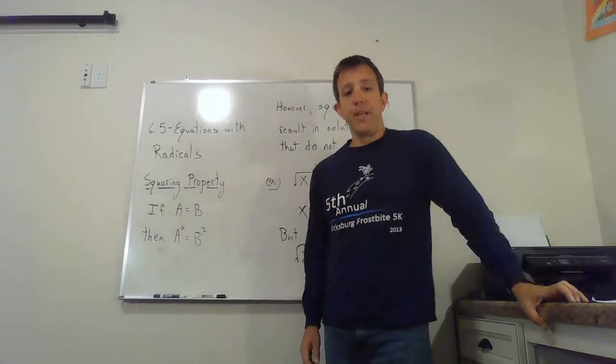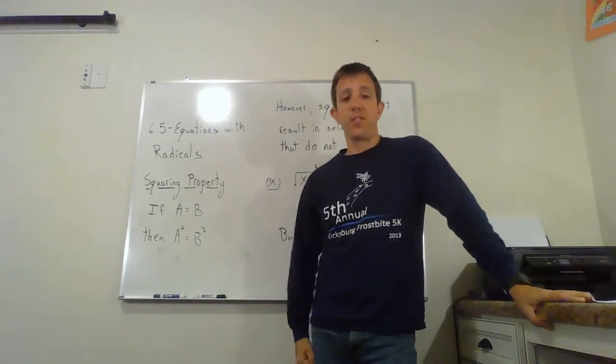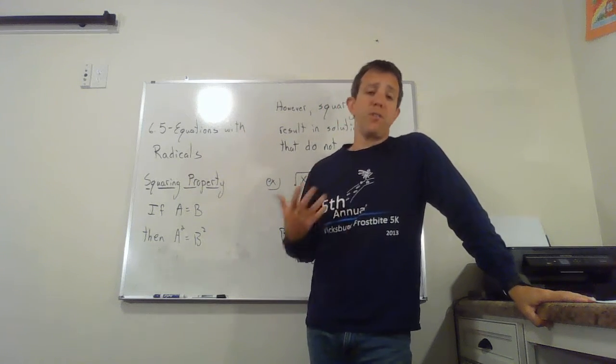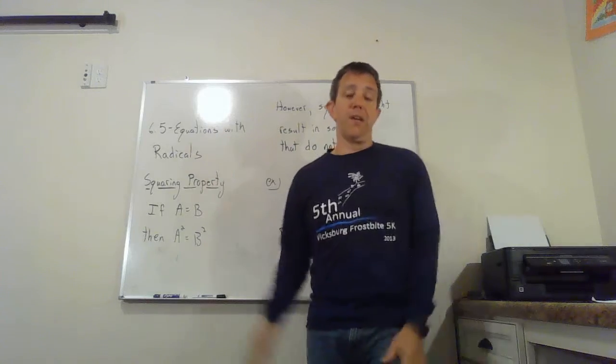Hi, welcome back to Intermediate Algebra. We're looking today at section 6.5, equations with radicals. So we're looking at things that have square roots, cube roots, fifth roots, I don't know, all kinds of good stuff.